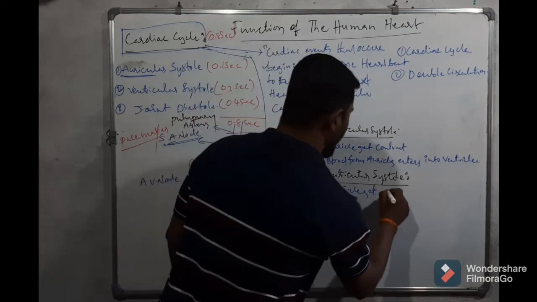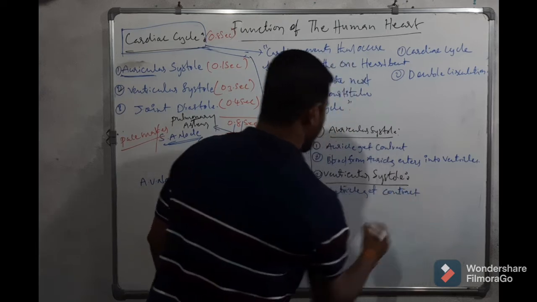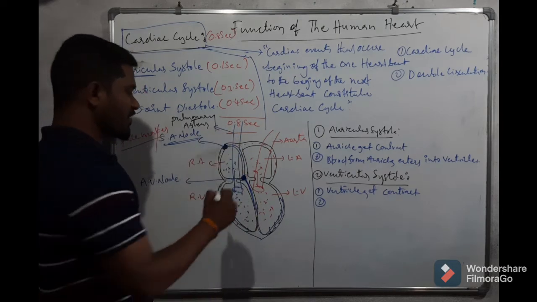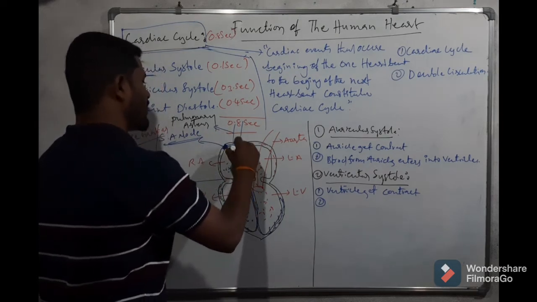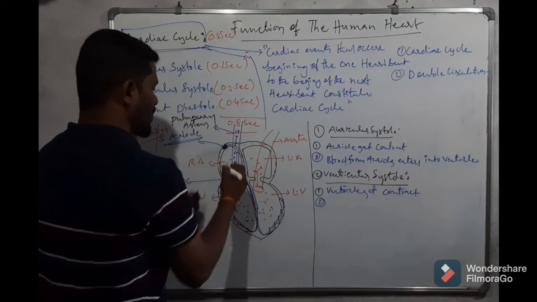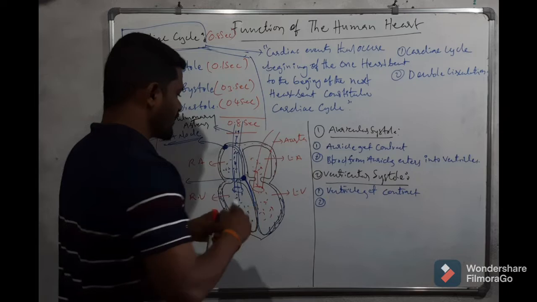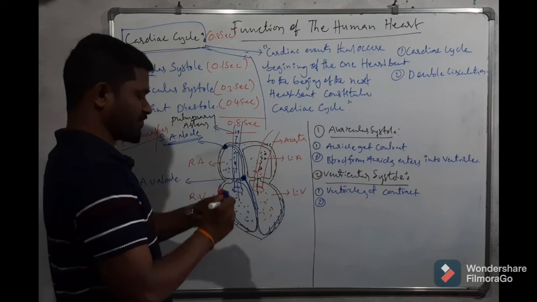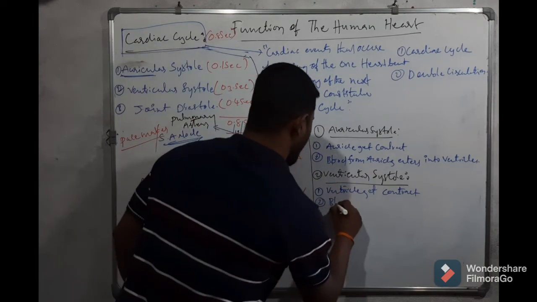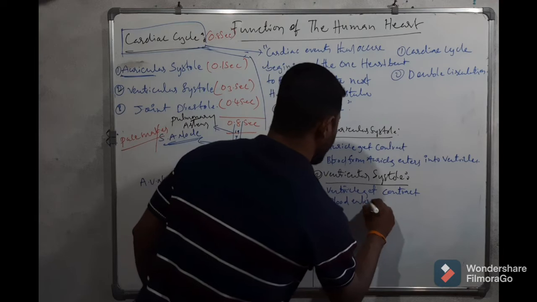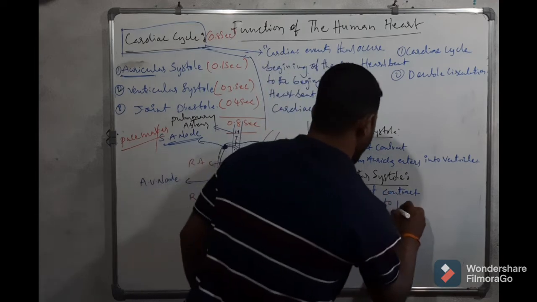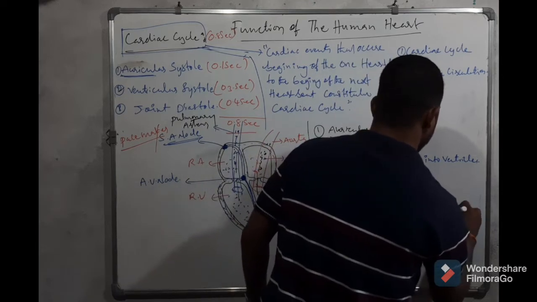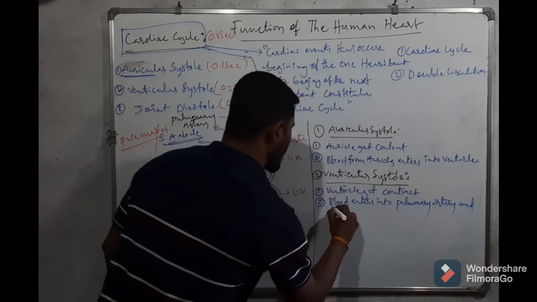Step number one: the ventricles contract. Second step: the blood present in the ventricles enters the pulmonary artery as well as the aorta.